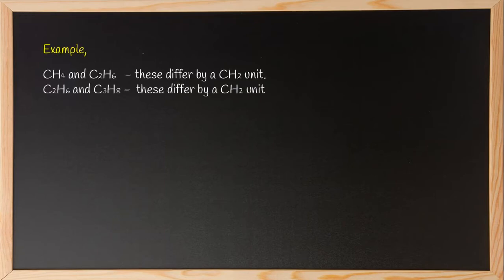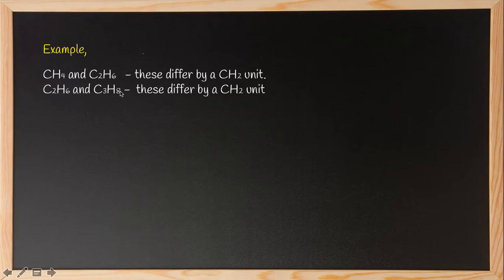If you can see here, CH4 and C2H6, and C2H6 and C3H8. So these are the two examples. Let us look at the first one, CH4 and C2H6. In these two, they are differing by a CH2 unit. There is one carbon, two carbons, so 1C difference, and there are 4 hydrogens here and 6 hydrogens here, so 2 hydrogen difference. So they're differing by a CH2 unit.